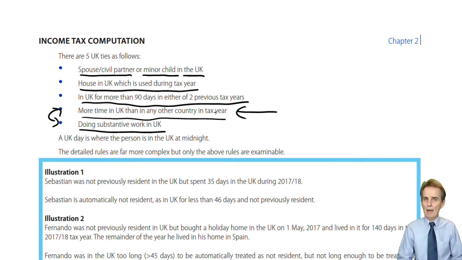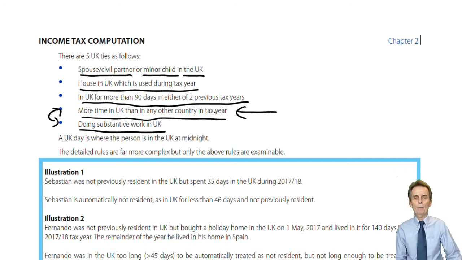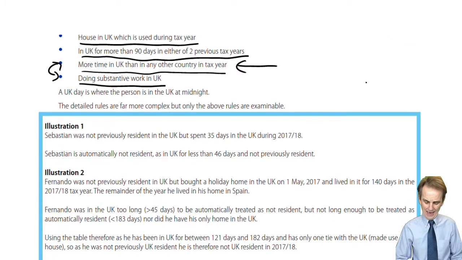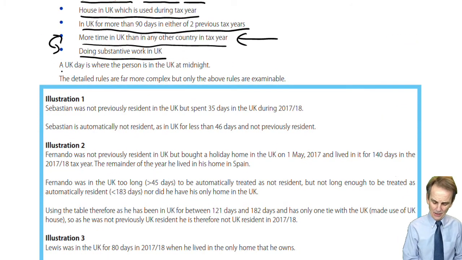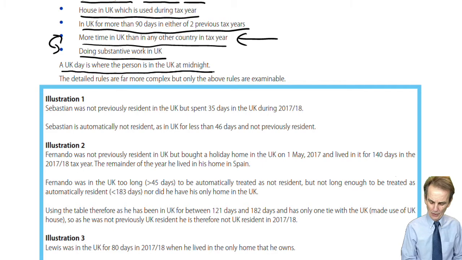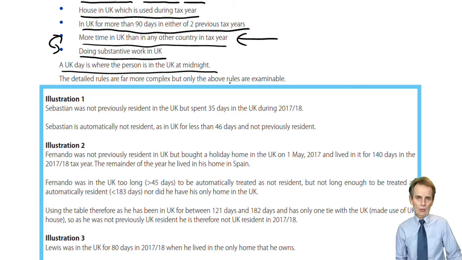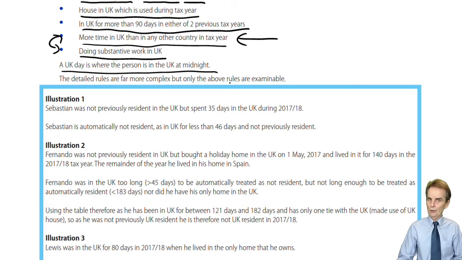If the most amount of days spent in any one country was in the UK, then that is a tie. But again, only applicable for those who had previously been resident in the UK in any of those previous 3 years. As I said earlier, a UK day is where the person is in the UK at midnight at the end of that day. You may think that these rules are complicated enough. The detailed rules are even more complex, but that's the limit on what we have to know.